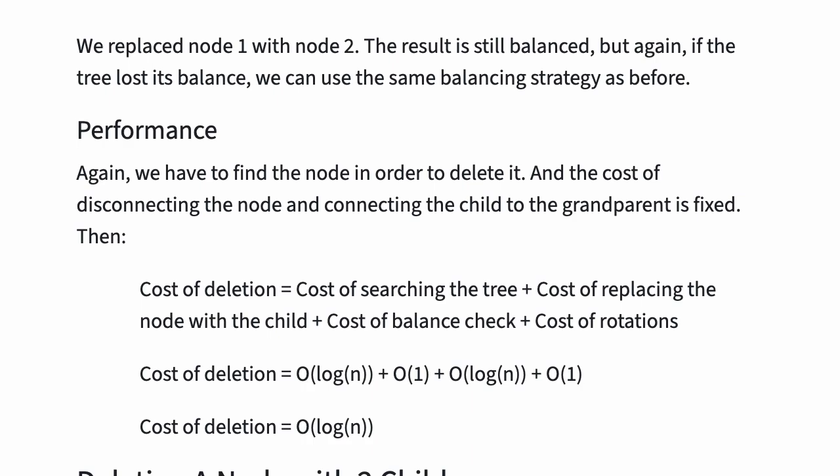Now let's consider the performance. Again, we have to find a node in order to delete it, and the cost of disconnecting the node and connecting the child to the grandparent is fixed. Then the cost of deletion is equal to the cost of searching the tree plus the cost of replacing the node with a child plus the cost of balance check plus the cost of rotations, which is O(log n) plus O(1) plus O(log n) plus O(1). This simplifies to O(log n).